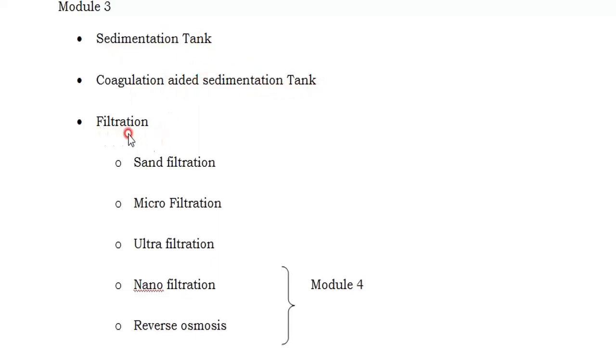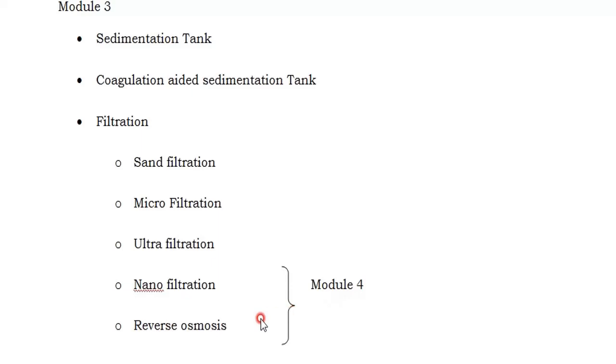And in the filtration process, we have 5 methods of filtration. That is sand filtration, using sand as the material. Here we discussed the slow sand filter, rapid sand filter, and pressure filter. Then in the third module only, we have other headings, that is microfiltration and ultrafiltration. After these two, we will jump to module 4.